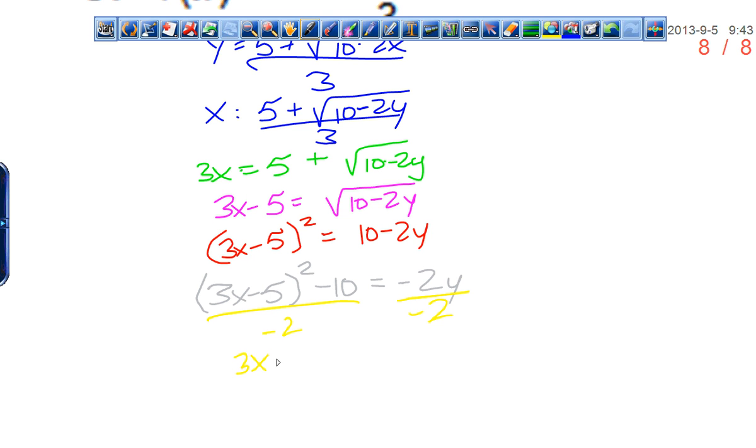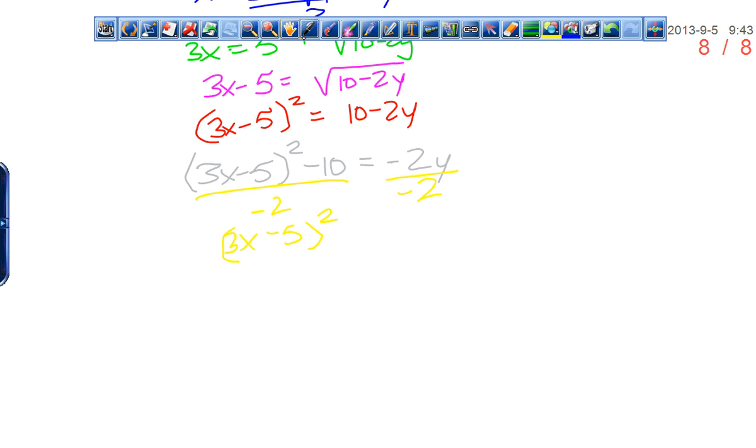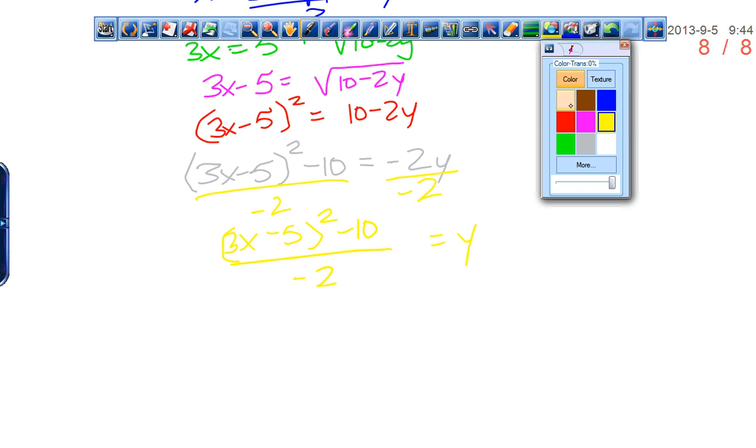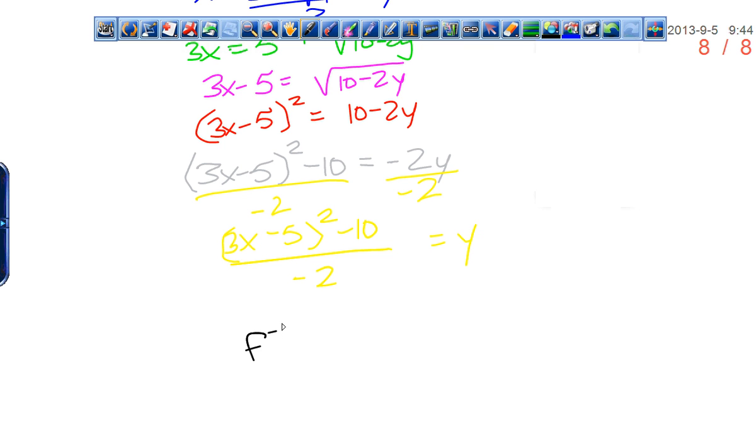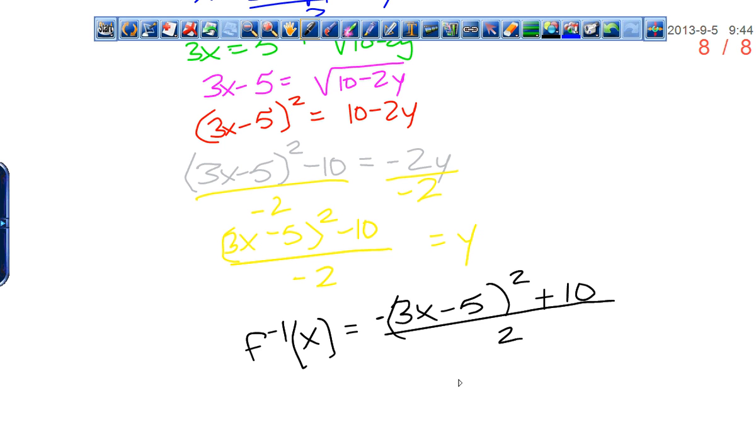So I got 3x minus 5, all under the square root, minus 10 over negative 2 equals y. Like I said, long problem. If you want to rewrite it with the inverse notation, that's cool. A couple other possible answers you could have had is that you could have the negative kind of out here, and then this would be a plus 10 all over 2. If you want that.